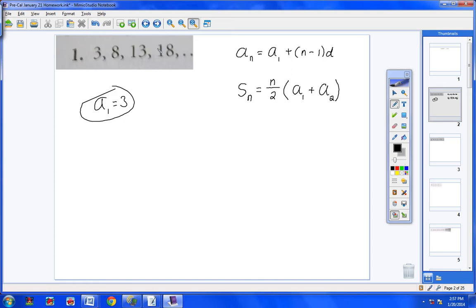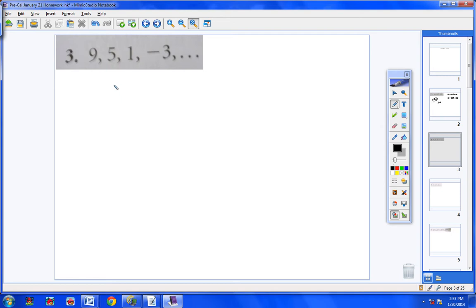And then notice we're increasing by 5. 3 plus 5, 8 plus 5, 13 plus 5. And of course we use D for common difference, and D equals 5. Easy enough. Number 3. At number 3, they want to know what the first term is, and they want to know what the common difference is. Well, your first term is obviously 9, and your common difference, notice here, we're increasing by 4.